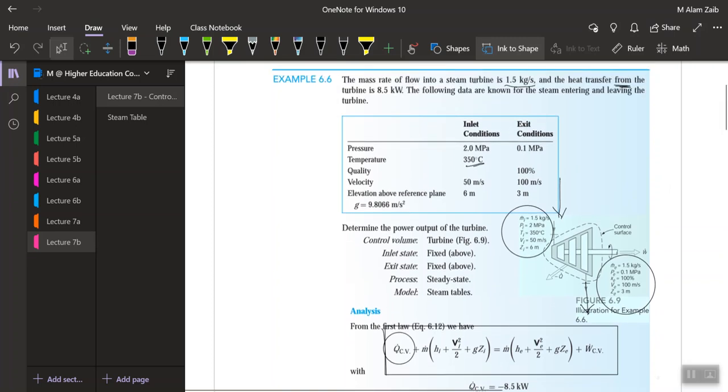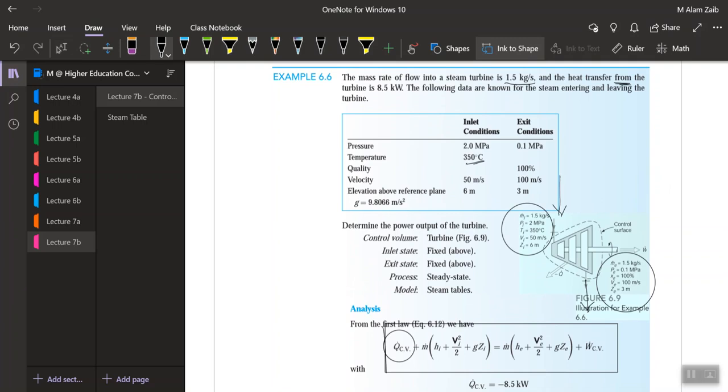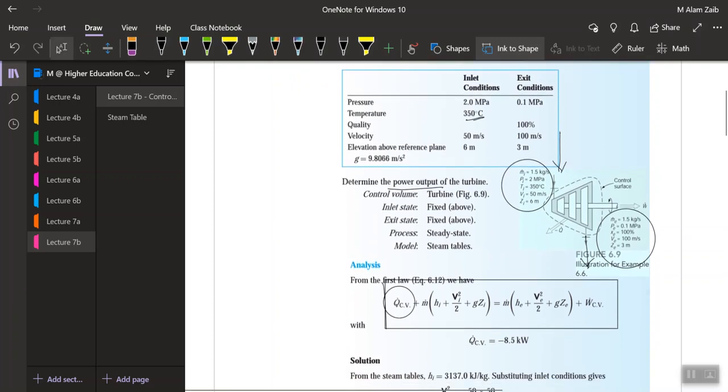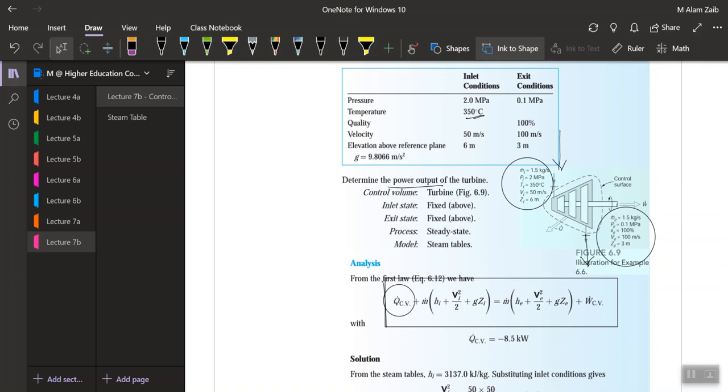There is a work we need to find, the power. So power means rate of doing work we need to find out. That is somewhere here. There is actually velocity at inlet, it is given. Z at inlet is given. Velocity at exit is given. Z at exit is given.